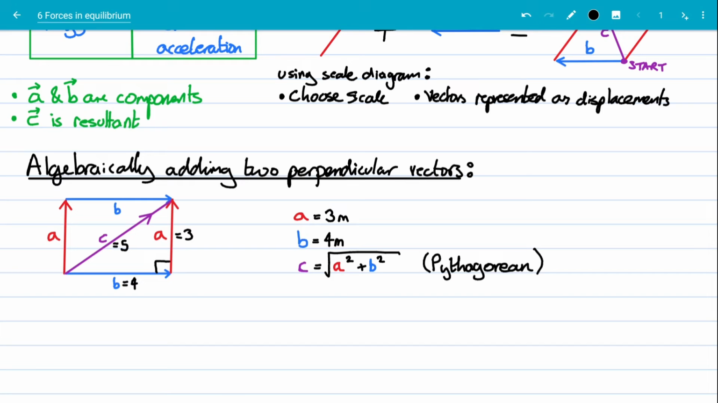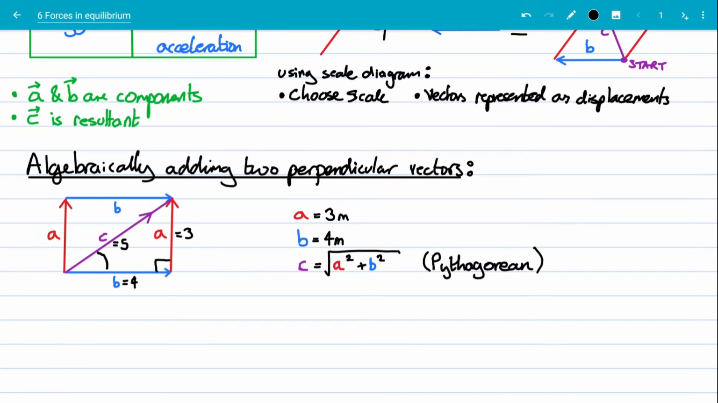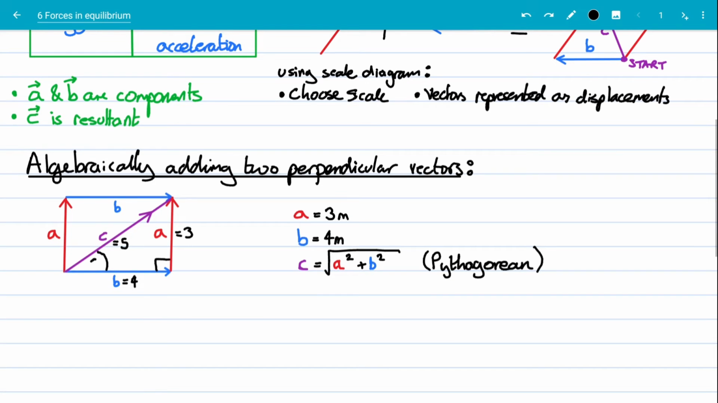But what about the direction of C? Well, are we going to express the direction of C relative to A or relative to B? And the answer is it doesn't matter as long as we are clear which it is. So let's determine the direction of C relative to B. So what we're saying is how many degrees anti-clockwise from B is C. That's what we're showing here. B is pointing directly to the right. C is rotated so that it is anti-clockwise by some angle.